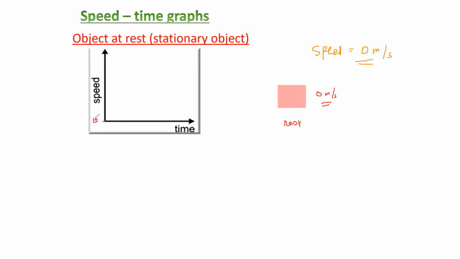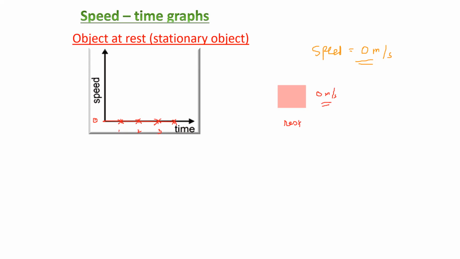So when we label the axes, on the y-axis we have speed and on the x-axis we have time. After 1 second it will be 0, after 2 seconds it will be 0, after 3 seconds it will be 0, after 4 seconds the speed will be 0. So when we draw the line, it will be on the x-axis. So whenever, for a speed time graph, the line is on the x-axis, the horizontal line, it shows that this object is stationary or this object is not moving.